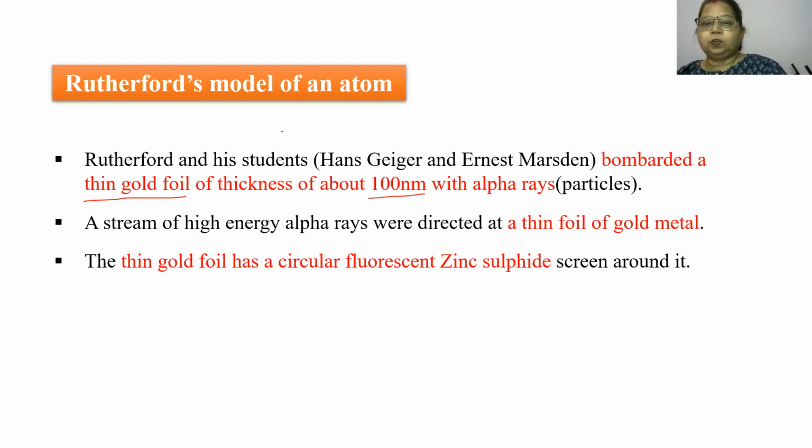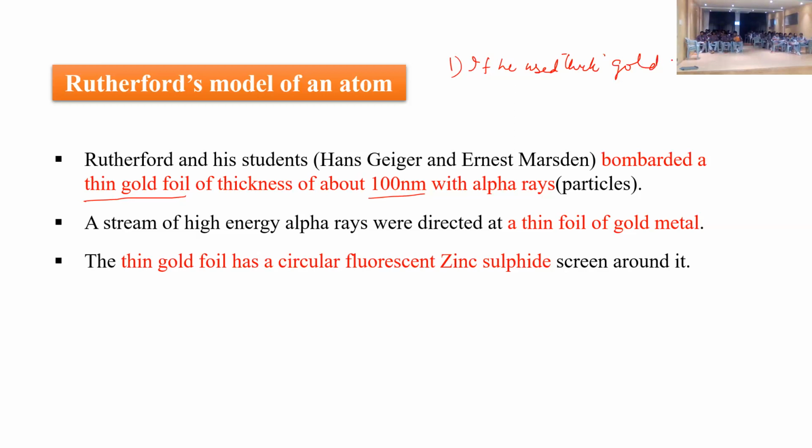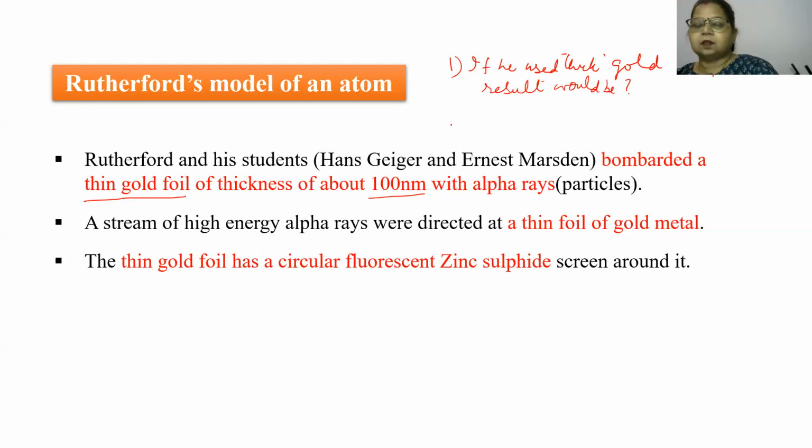I'm listing a few questions which we will be discussing. Number 1: if he used thick gold foil, then the result would be... Ma'am, fluorescent means glowing substance. Glowing, right? Correct.